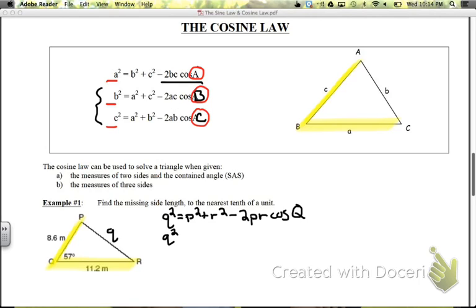So now let's sub in for all of our known values. I don't know Q, so it's Q squared is equal to P squared, so 11.2 squared, plus R squared, minus 2 times 11.2 times 8.6 cos, and our Q is 57 degrees.